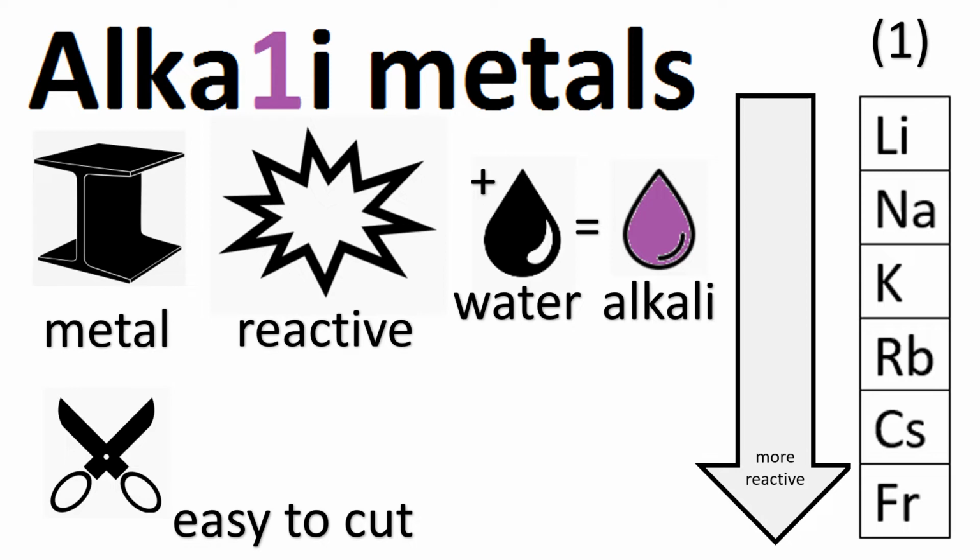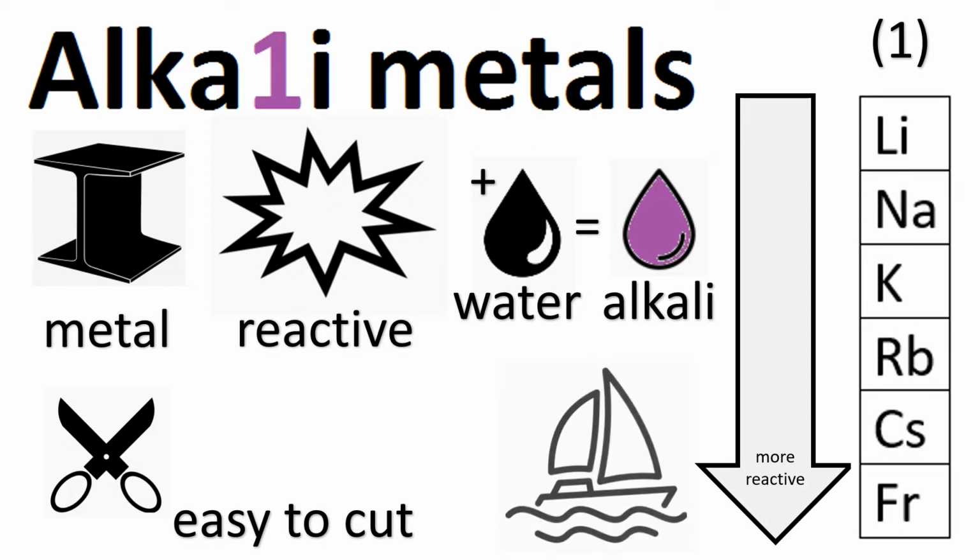Now, some of them were easier. They got easier to cut as we came down the group, didn't they? But they are much easier to cut than the average metal. If you think of normal metals, the transitions like iron or gold, these are not easy to cut. You can't cut them with a knife.